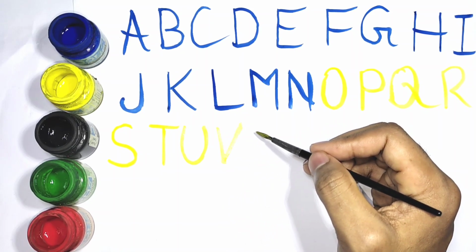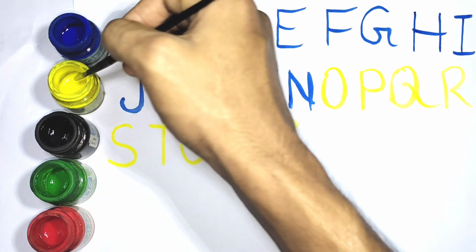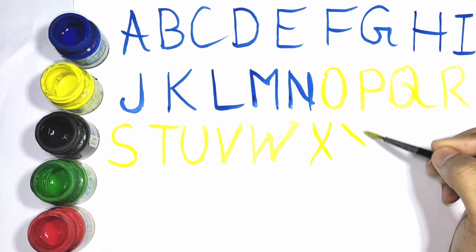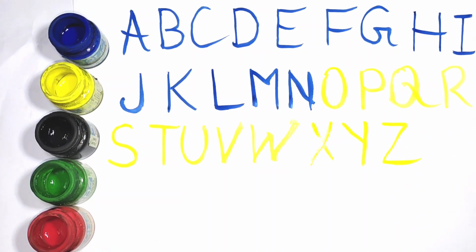Now we draw V. The next one is W. And now we draw X. Y. The last one is Z. Z for zoo, Z for zebra. The next one is numbers.